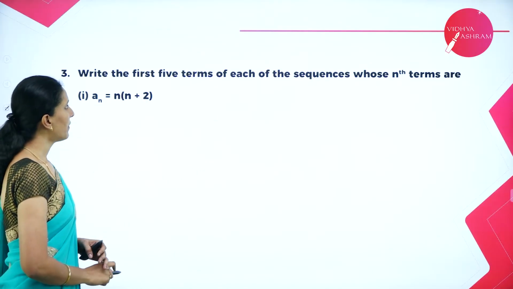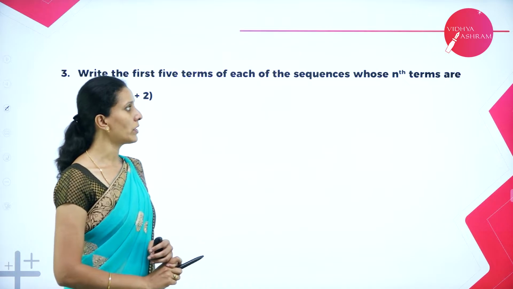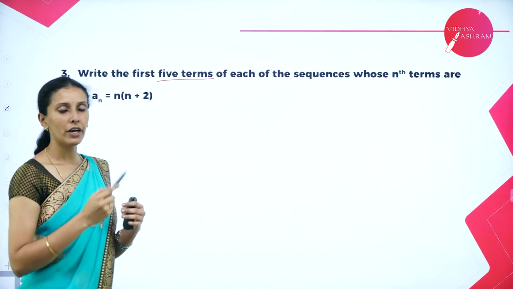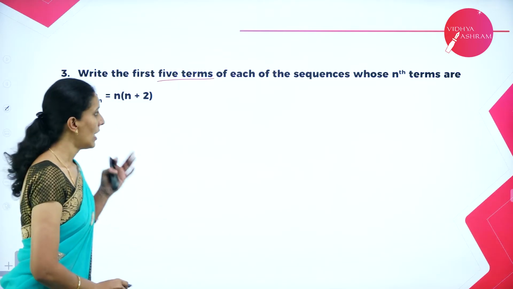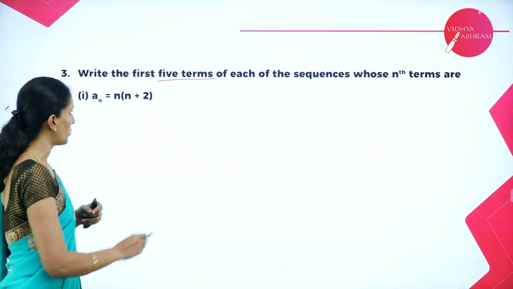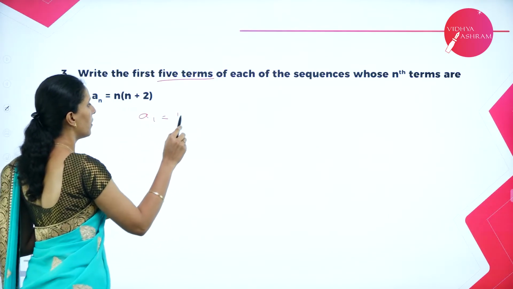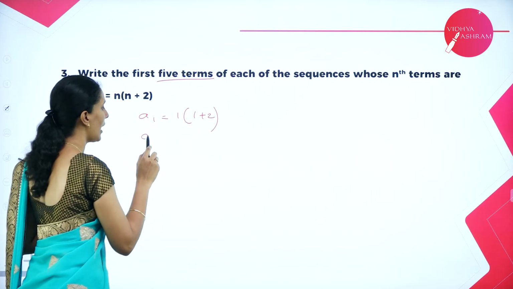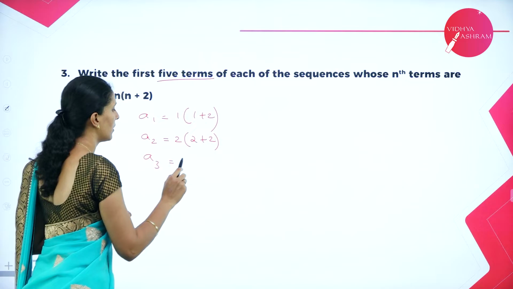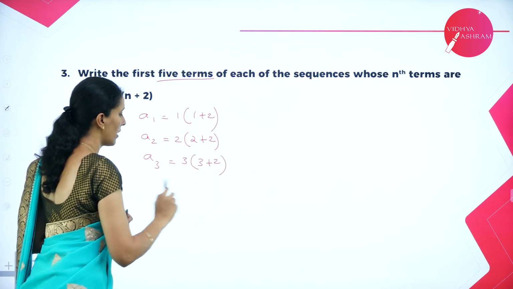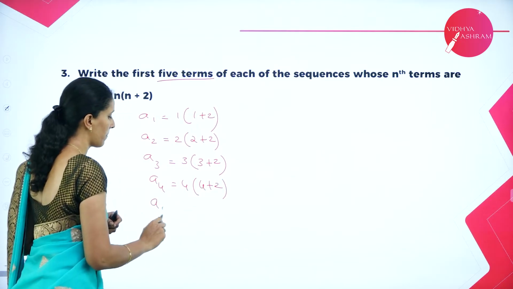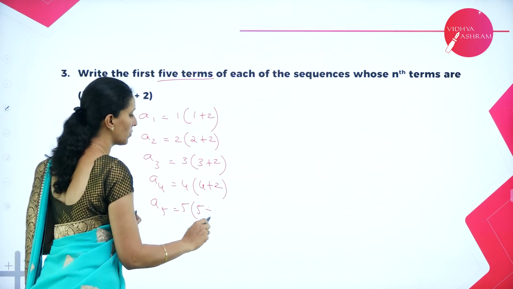Next, write the first 5 terms of each of the sequences whose nth terms are given. We are supposed to write the first 5 terms, a1, a2, a3, a4, a5. Let's write it. The given question is an is equal to n into n plus 2. So a1, 1 into 1 plus 2. a2, 2 into 2 plus 2. a3, 3 into 3 plus 2. a4, 4 into 4 plus 2. a5, 5 into 5 plus 2.